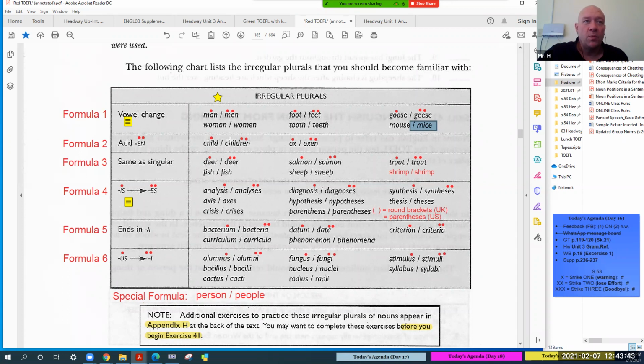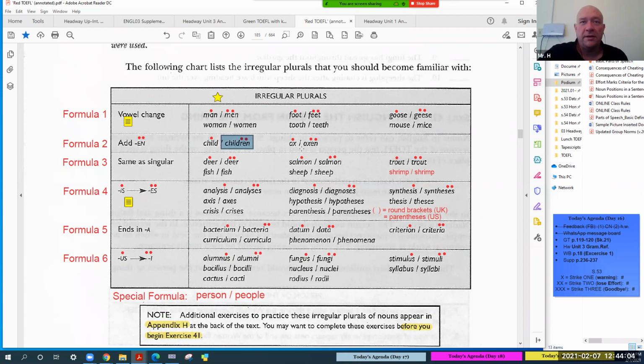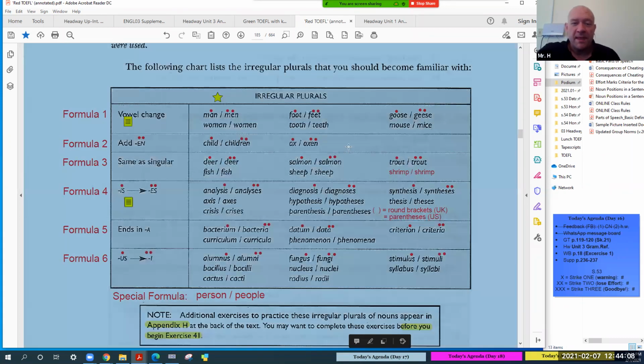Abdul Majid, what's the second formula? For the word mice. Formula 2. Okay, add en. Good. So, child, children. Good. And then ox, oxen. Good.